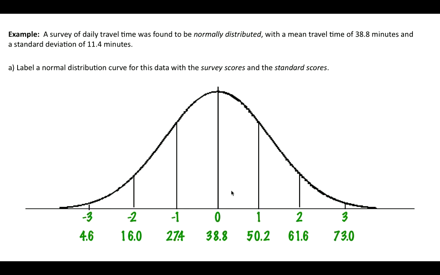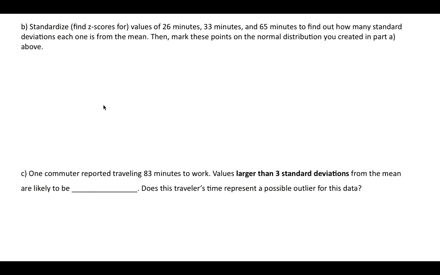So with this intact, let's actually look at a couple calculations of Z scores. Let's find the standardized Z score for a value of 26 minutes, 33 minutes, and 65 minutes to find out how many standard deviations each one is from the mean. Then we're going to mark these points on the normal distribution that we created. So really, let's say we've got these 3 data points, 26, 33, 65. These are waiting times that people have waited. And we want to find out, are these common or are these uncommon? Or where do they fit in this whole scheme of things?